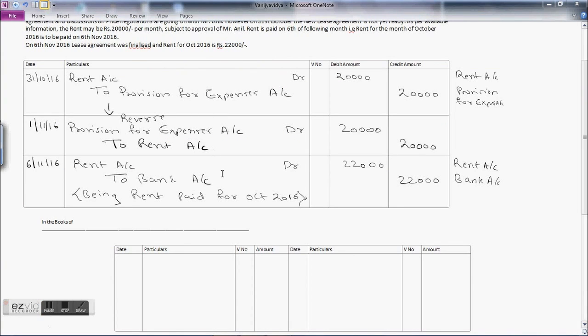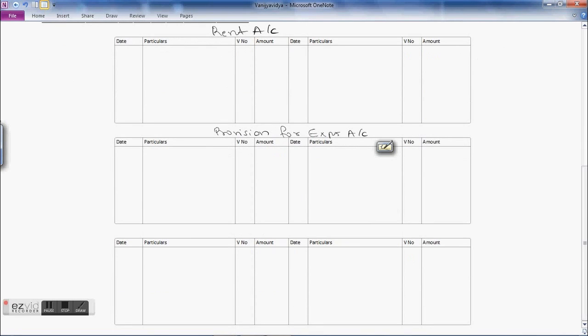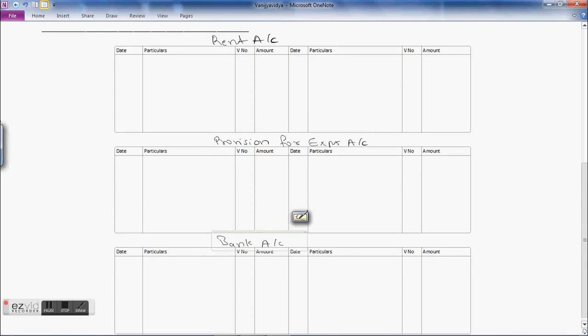Now let's see the impact of this entry on the ledger account. What all ledger accounts do we need to prepare? One is rent account, then the other one is provision for expense account, and the third account we need to prepare is bank account.